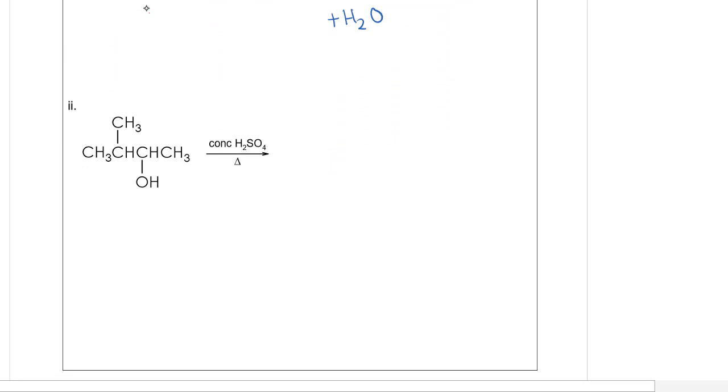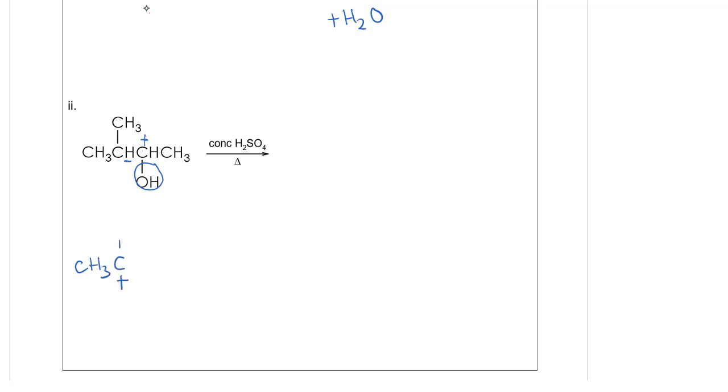Okay, same goes for this one. First you need to find the carbon attached to OH. This carbon will become the carbocation. So this is a secondary carbocation, next to a tertiary hydrogen. So it can undergo rearrangement. So it will produce something like this.